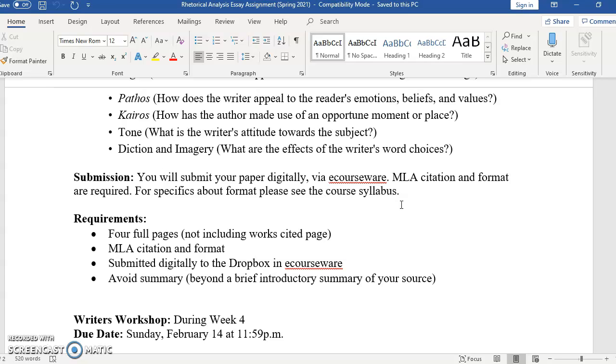So the requirements, again: 4 full pages, which does not include the works cited page. You do need to follow MLA format and cite correctly. Submit digitally to the Dropbox and eCourseware. Also, you need to avoid summary. This is a big thing. This is one of the major reasons that students fail this essay, if they end up just summarizing. Your introduction should be a summary of the article. Okay? But once you get past the introduction, everything else that you do should be analysis.